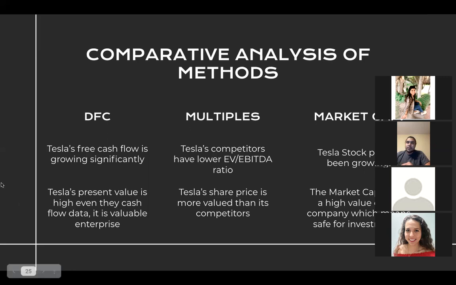With the comparative analysis, we're going to use the three indicators that we talked about before. First, the DCF: Tesla's free cash flow is growing significantly. About the multiples, Tesla's competitors have lower EV/EBITDA ratio. Market cap, Tesla stock price has been growing. About the DCF, Tesla's present value is high, even the cash flow data is valuable enterprise. About the multiples, Tesla's share price is more valued than its competitors. And about the market cap, this one shows a high value of the company, which means safe for the investors.